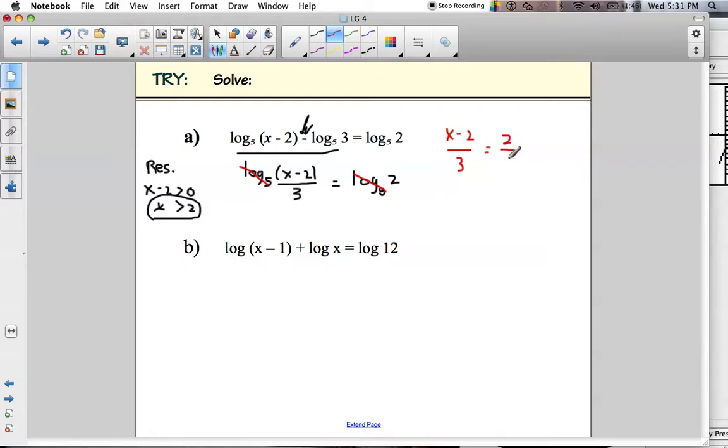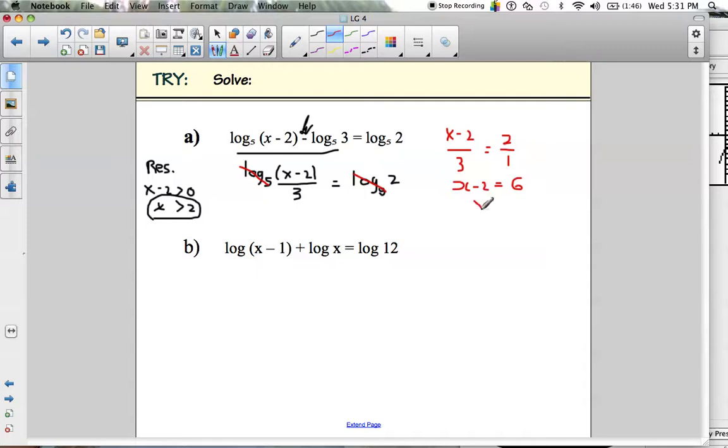Now, because there's a fraction over here, I'm going to make this into a fraction. To make 2 into a fraction, it's 2 over 1. Now I'm going to cross multiply to get rid of fractions. So I take this 1 and multiply by that, so that is x minus 2. And then I take this 3 and multiply up there, so it's 6. Then I move that 2 over, and I have x equals 8. Okay, and I know 8 is greater than 2, so I'm happy. So check mark.